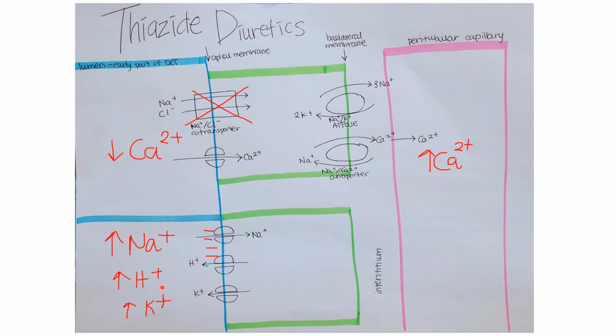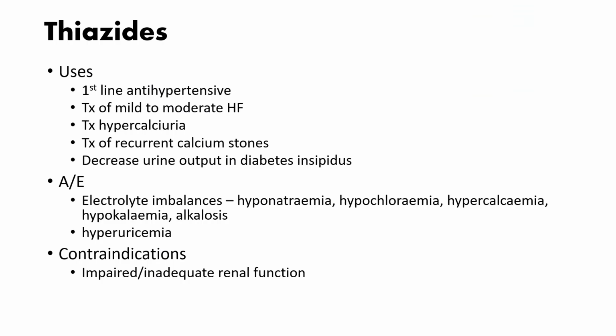So we lose hydrogen, which means that we go into metabolic alkalosis. We lose our potassium, which means that we go into hypokalemia, and then we decrease the calcium concentration in our urine, which means we are in a hypocalciuric state, and we increase the calcium reabsorption, which means that we get hypercalcemia. Okay, so let's continue discussing thiazide diuretics.